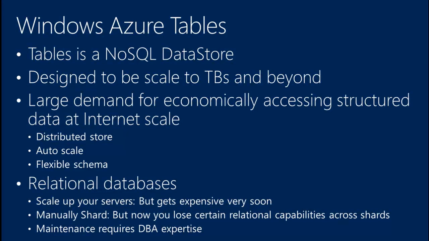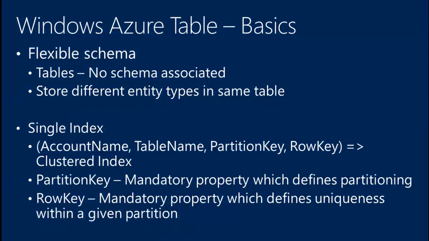So here's the basics of Windows Azure Table. Flexible schema, again, there's no fixed schema. There are 3 reserved properties in every entity: partition key, row key, and the timestamp. And then the rest are up to you. And so, again, side by side, having different data. We have a single index, which is your account name, the table name, partition key, and row key. So that is optimized for lookups and for queries.